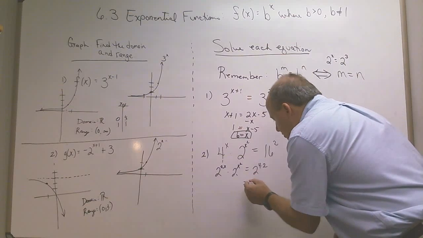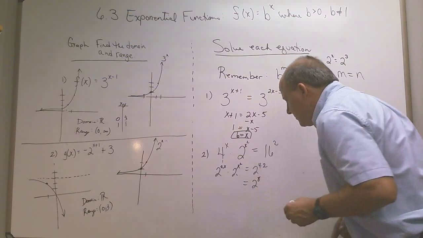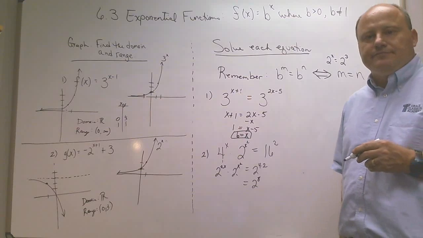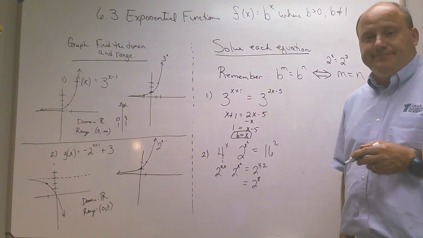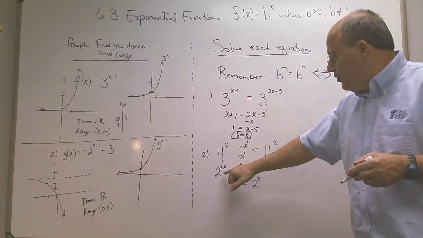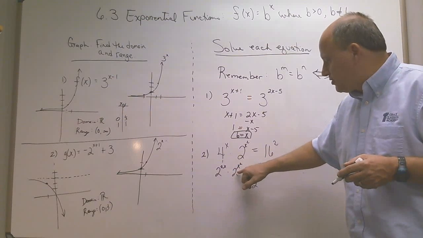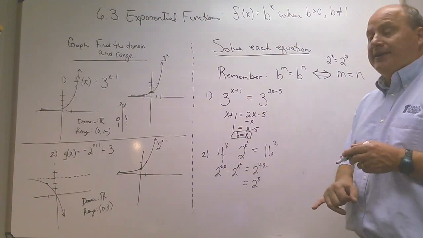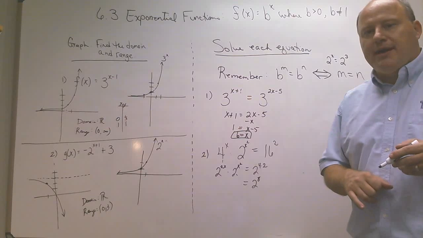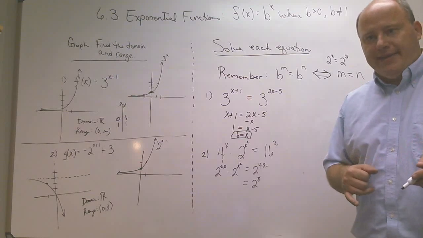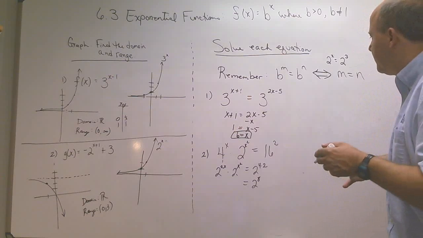So the right side becomes 2 to the 8, because 4 times 2 is 8. Now the left-hand side is tricky. Remember, 2 to the x times 2 to the x squared is not 2 to the 2x cubed. You don't multiply the exponents. You add the exponents. Well, why is that? Because of the product rule.